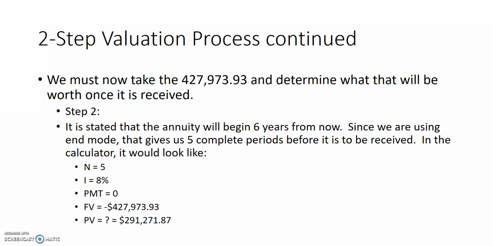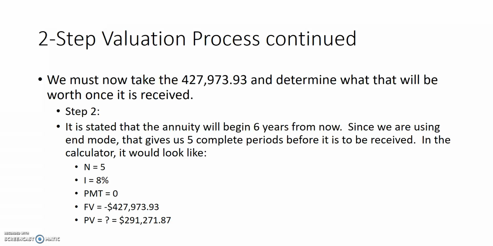So the future value is going to be a negative $427,973.93 because theoretically speaking, if we wanted to grasp this opportunity, if you will, this annuity, we would have to pay that much money. So that's why it's negative in the calculator's eyes. We would then solve for the present value, which the present value of this deferred annuity using our two-step process would be $291,271.87.